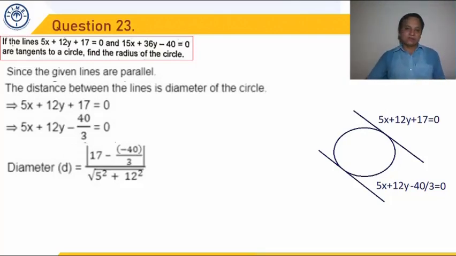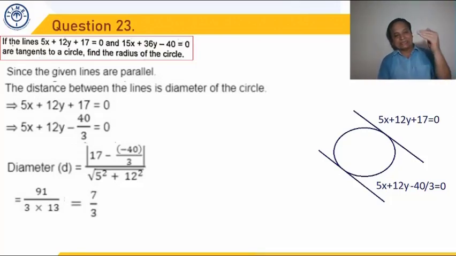17 into 3 is 51 plus 40 is 91. So it's 91 by 3 in the numerator and 13 in the denominator. 91 gets cancelled by 13, so we get diameter is equal to 7 by 3 units.